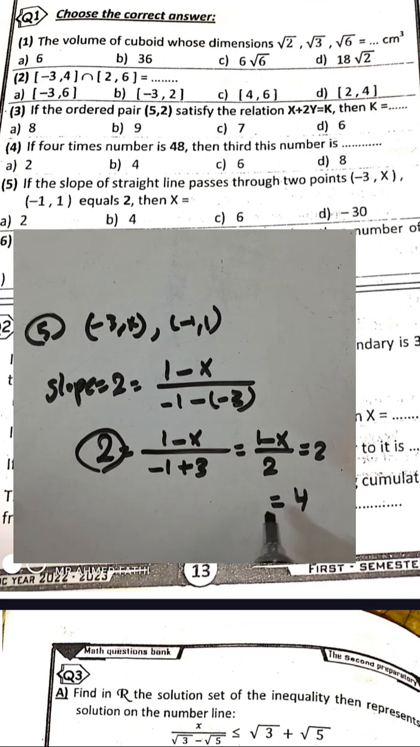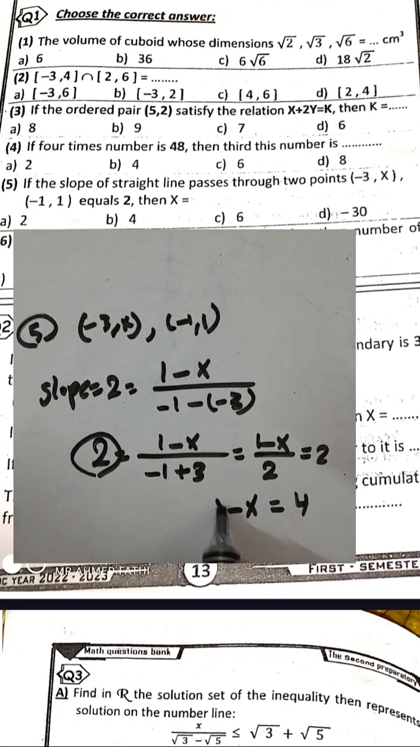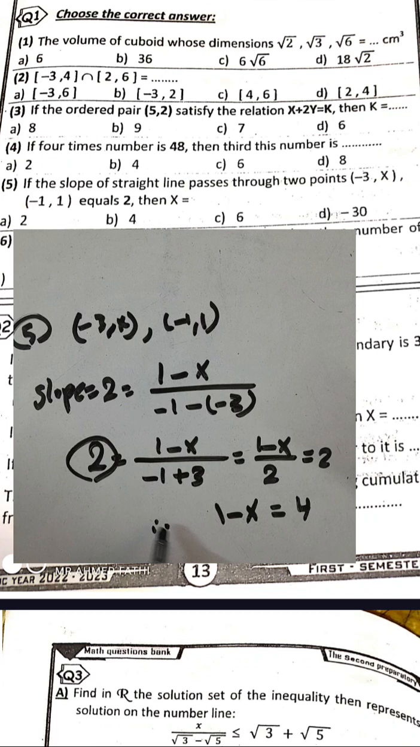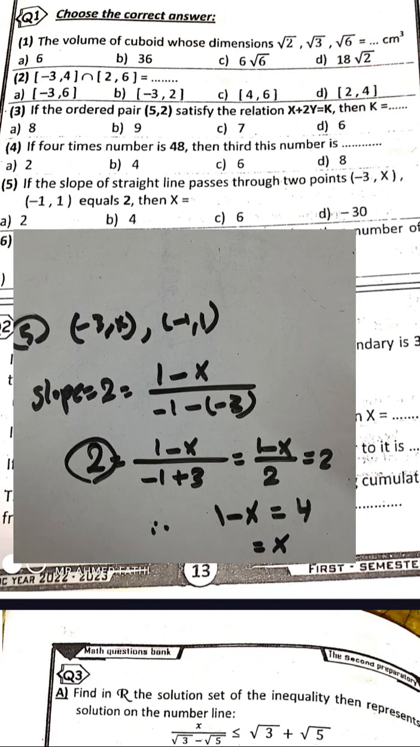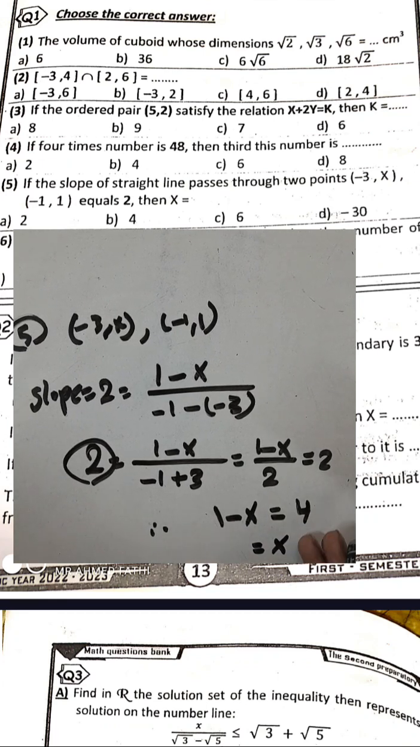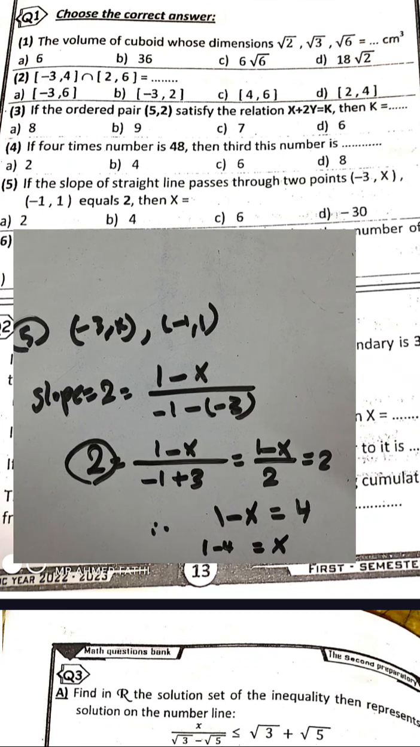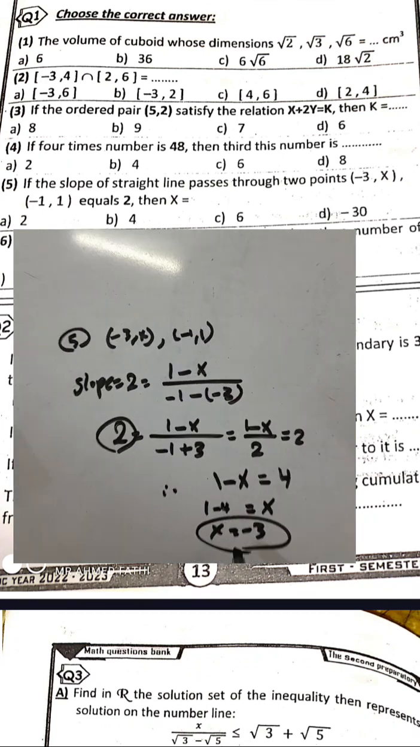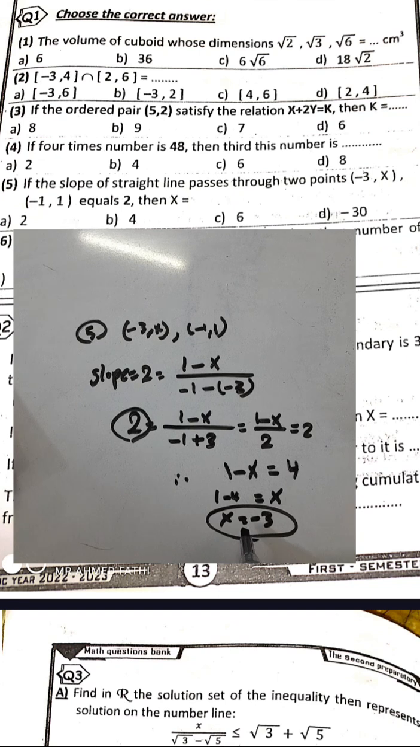4 equals 1 minus x. Then we can move the x to the right hand side and move the 4, 1 minus 4. Then the value of x equals negative 3. The value of x here equals negative 3.